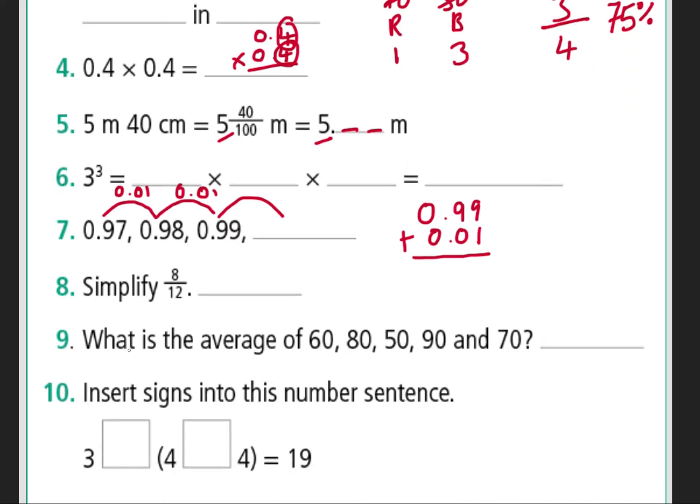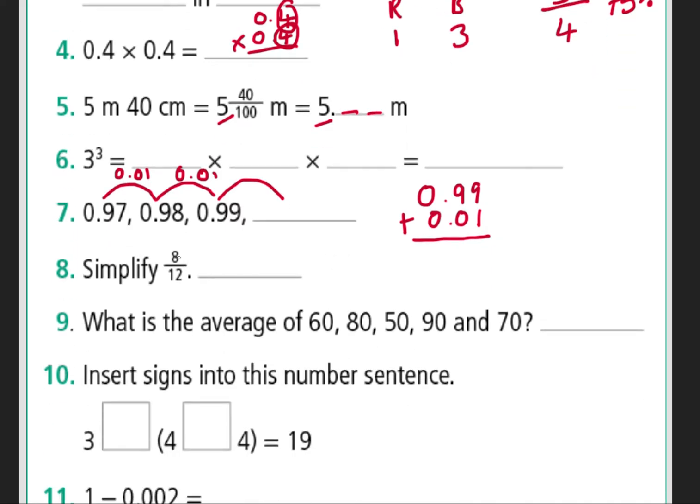Number 8, simplify 8 over 12. What divides into the top and bottom? That'll get us our answer for that. 2 goes into the top and bottom here, but there's actually a bigger number will go in.